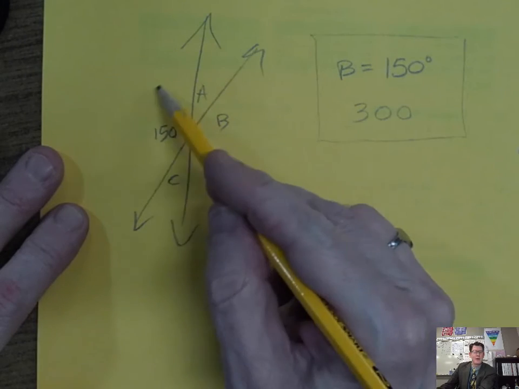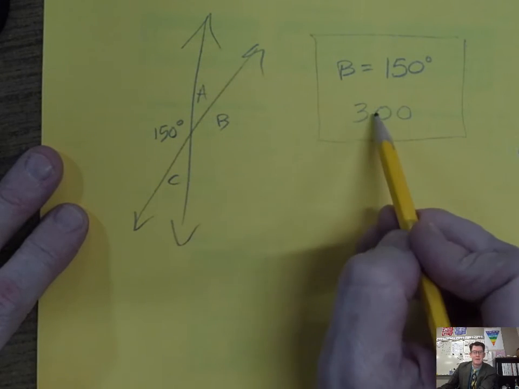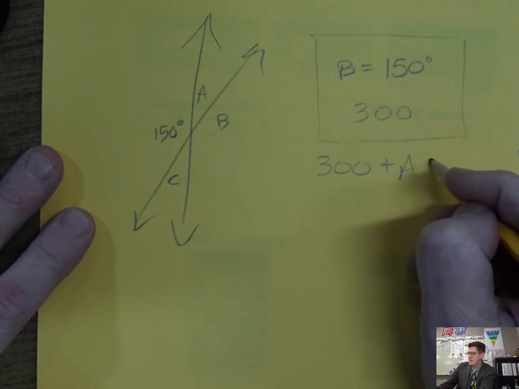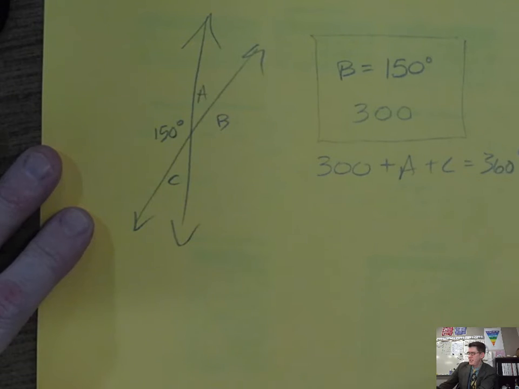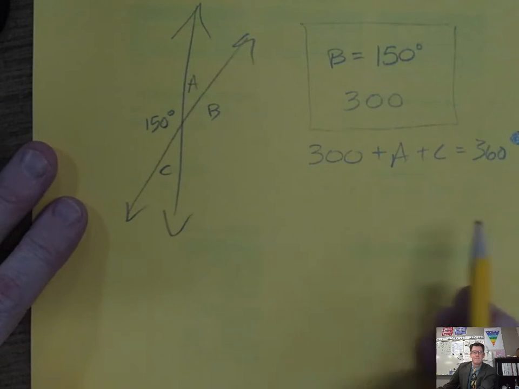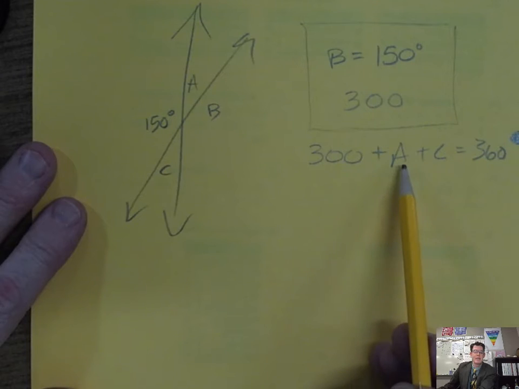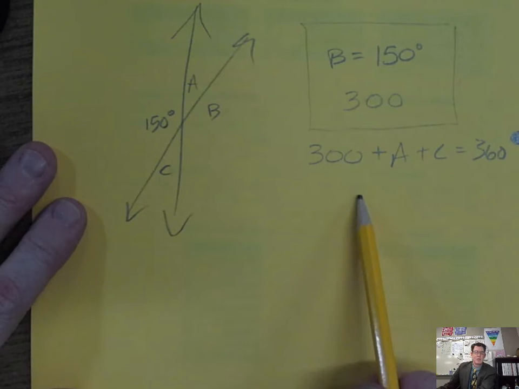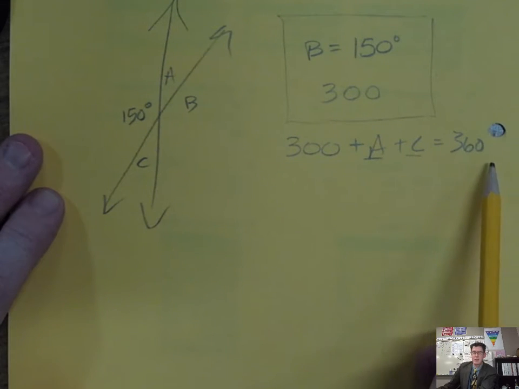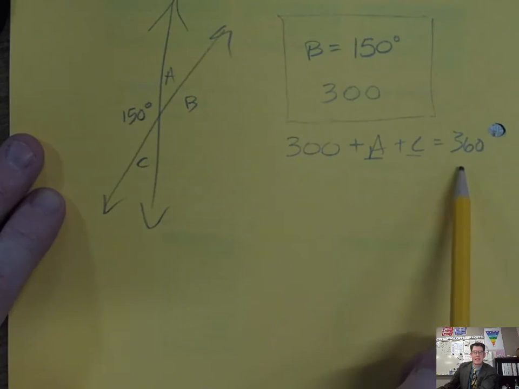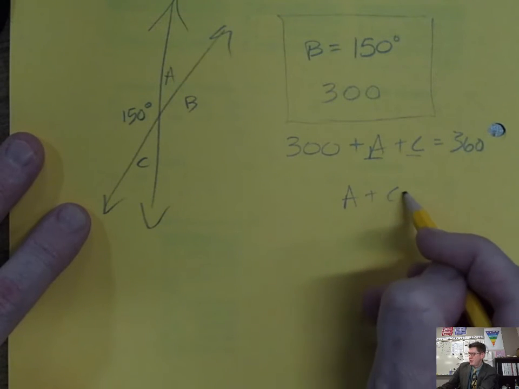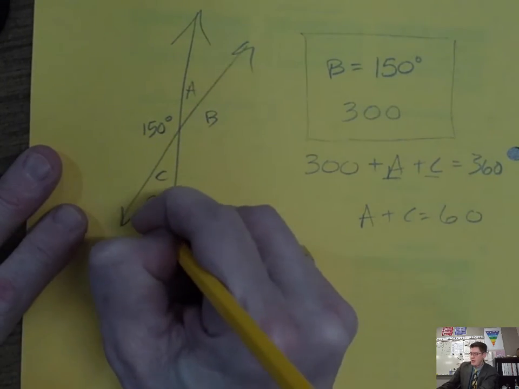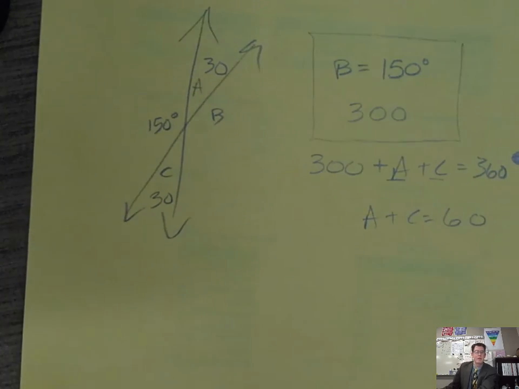Well, all the way around is a circle, which is 360. So I've got 300, so 300 plus this A and C have to be 360 when I add them all together. Now it's just a simple equation. You can probably already see it. These two, they're equal, so they have to be the same thing. So 300 plus two of the same things is 360. The 300s you can cancel out or subtract off. So A plus C is 60, and they're the same thing, so they both have to be 30. So 30 degrees and 30 degrees.